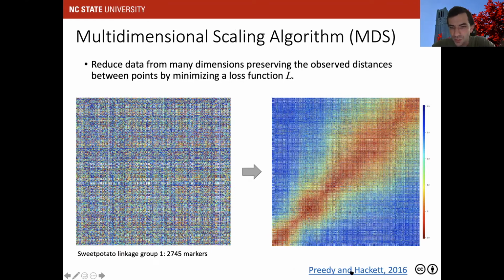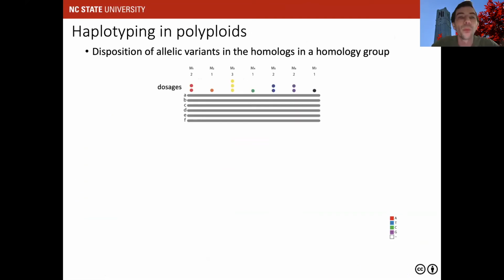And this was proposed in this paper by Catherine Preedy and Christine Hackett. It's a very, very nice paper. I highly recommend reading it. And as you can see here, this is the shape of an ordered matrix or an ordered linkage group, because the markers that are together have higher recombination frequencies, and the ones that are far away have lower recombination frequencies. So this is the linkage part using 2-point analysis, right?